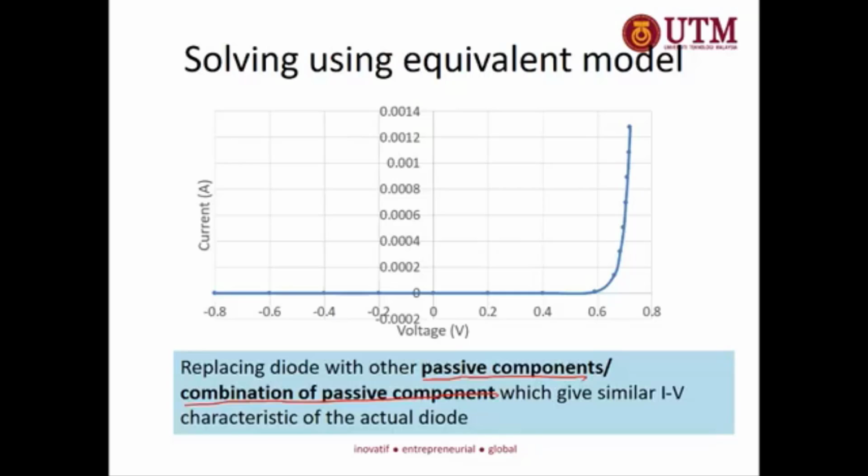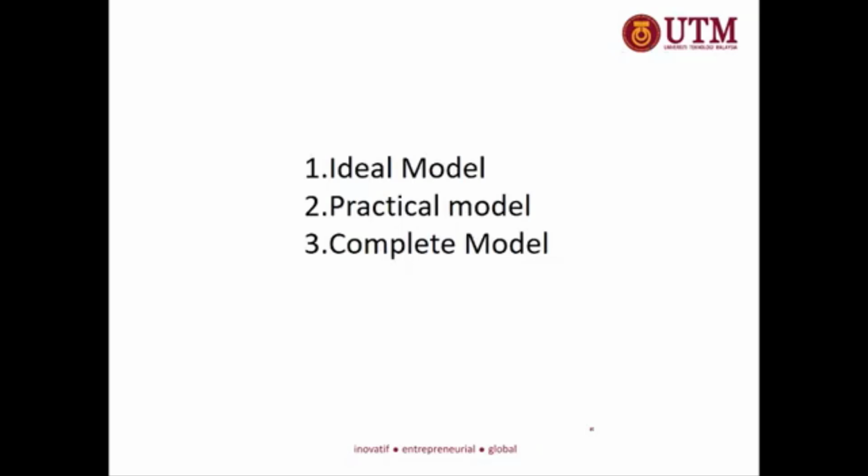Okay. So by replacing the diode, we need to ensure that the structure of the model will give a similar IV characteristic. The IV characteristic of the model should be identical, or close enough, to the actual diode's IV characteristic. So this is the IV characteristic of the diode. Okay, so for the equivalent model of the diode, we have three models.